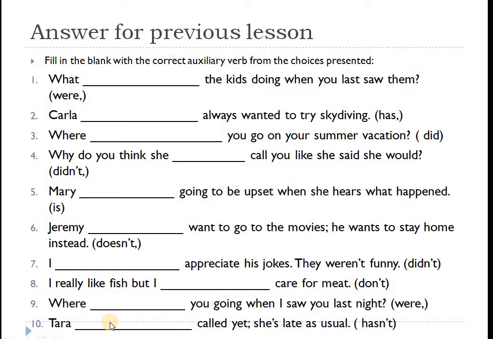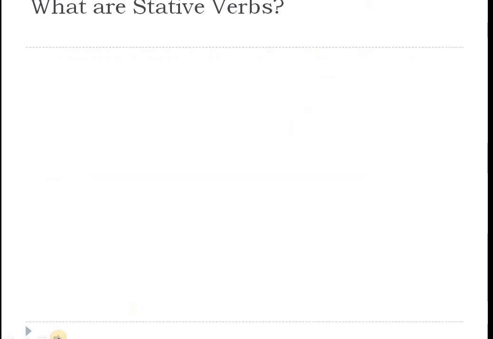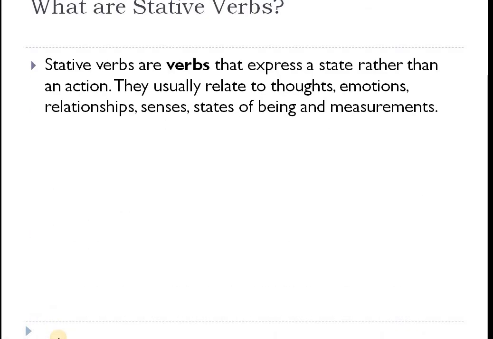Alright, so that's the answer for yesterday's lesson, and today we're moving on to our next lesson in the series on types of verbs, and we're looking at stative verbs. Now, as always, we need to ask the question, what are stative verbs? Stative verbs express a state rather than an action.